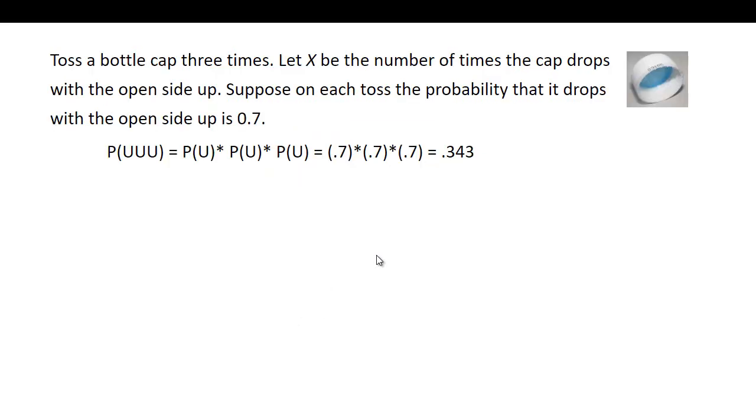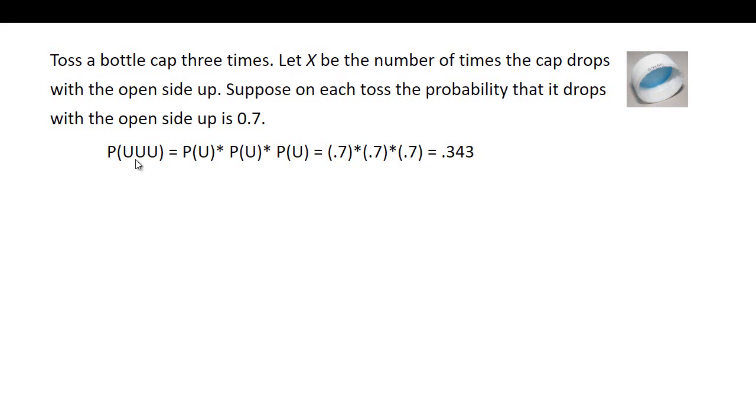Here is an example. Let's say that we have a bottle cap and we toss it 3 times, and x is the number of times the cap drops with the open side up. Suppose on each toss the probability that it drops with the open side up is 0.7. So again, the probability that the open side is up is 0.7 each time we toss the cap.